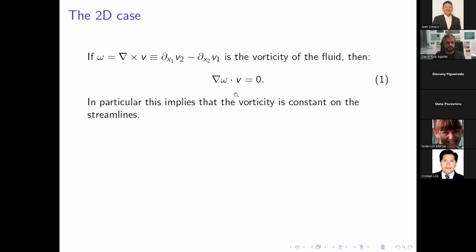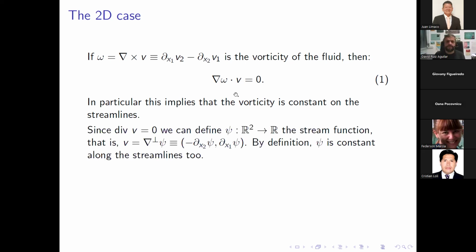That's the first thing. And second, another thing that you can do in 2D is the following: since you also have the second equation for the Euler equations, which has the divergence equal to 0, because of that you can define what is called the stream function. This is a function such that the velocity field is the gradient perp of the stream function. So the stream function is a scalar function.